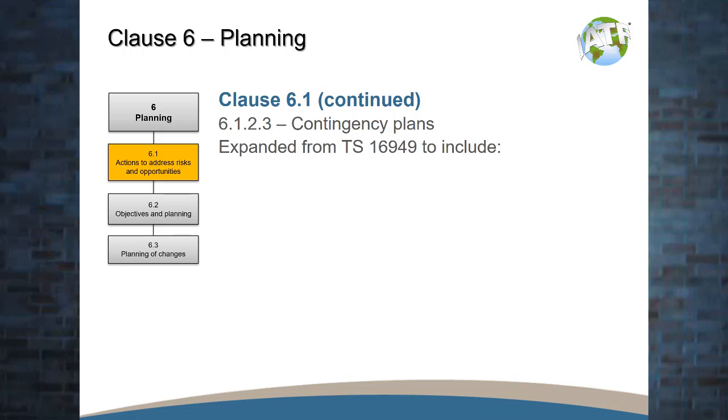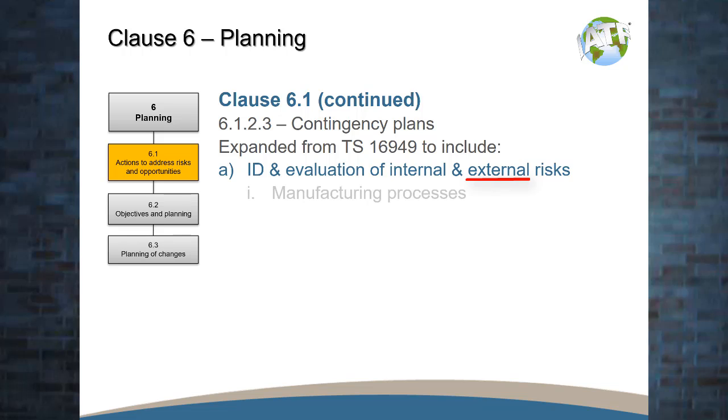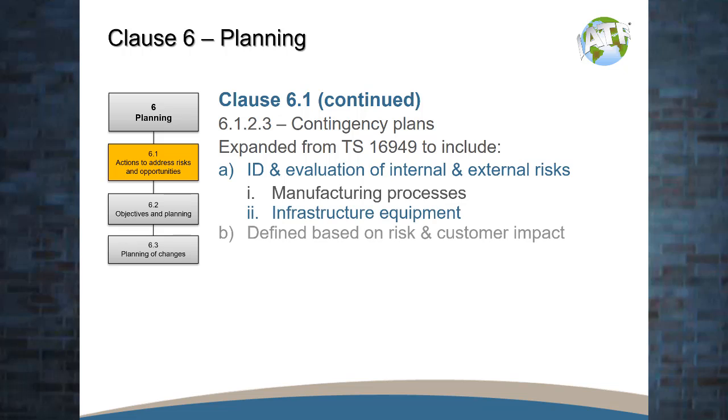6.1.2.3, contingency plan. So there's an expansion from what we saw with contingency plans in TS, including the identification and evaluation of internal and external risk. So it could be your supply chain, could be a utility provider, temporary work, anything that's really outsourced, manufacturing process, infrastructure, equipment. And item B here, 6.1.2.3b, defined based on risk and customer impact. So how significant is the risk and what's the impact to the customer?